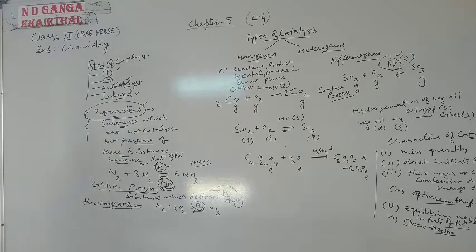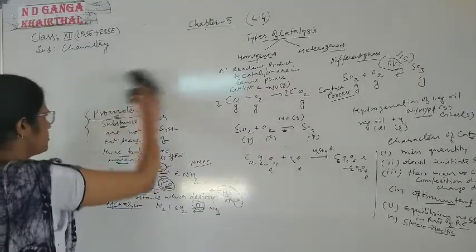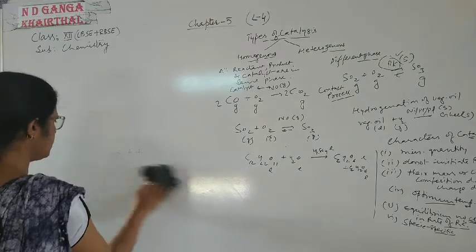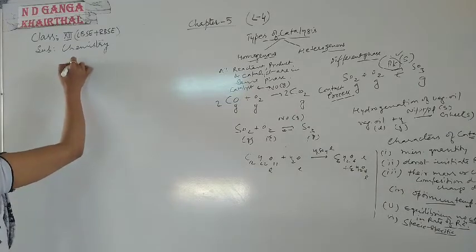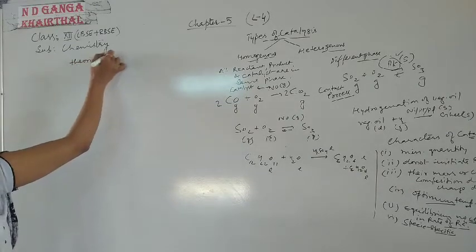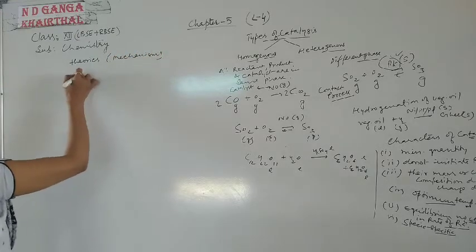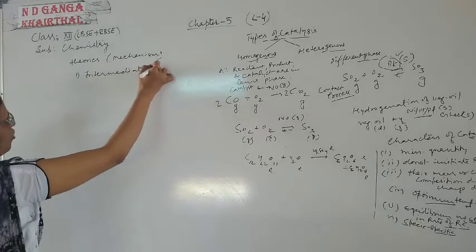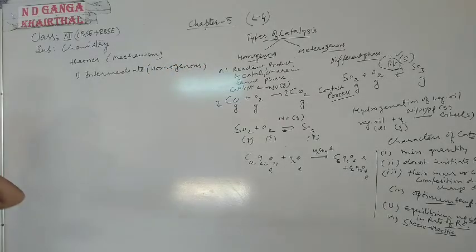Now come to the theories on which catalysis works. There are two theories. One is intermediate theory and another is adsorption theory. We can say theories of mechanism. First is intermediate theory. It is for homogeneous catalysis.